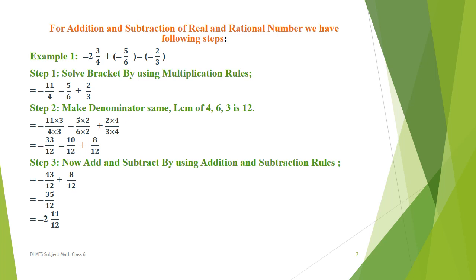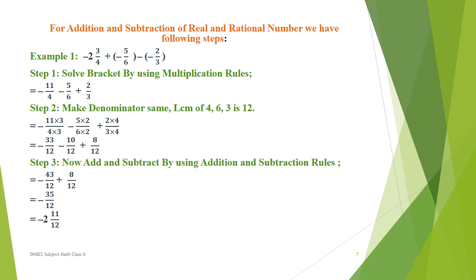Now we apply the addition and subtraction rule to solve this equation. Minus 33 and minus 10 both have the same sign, so we add these terms, and the denominator is the same. So minus 33 minus 10 gives minus 43 over 12, plus 8 over 12. Now we again apply the addition and subtraction rule. If two terms have opposite signs, we subtract the terms. Minus 43 plus 8 gives minus 35 by 12.